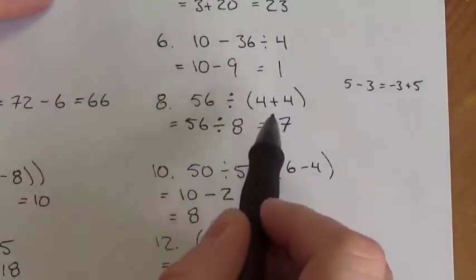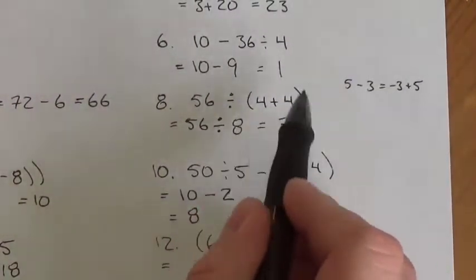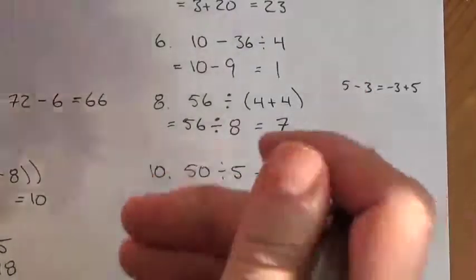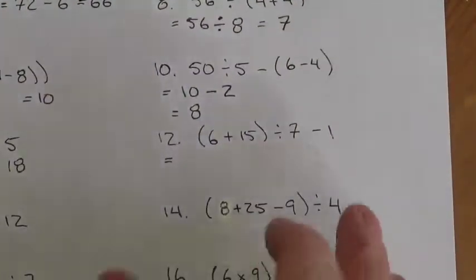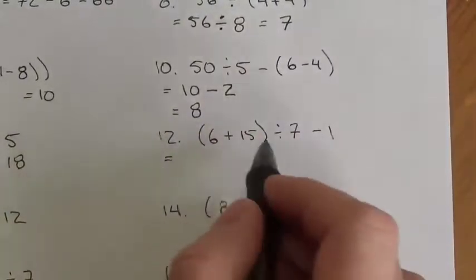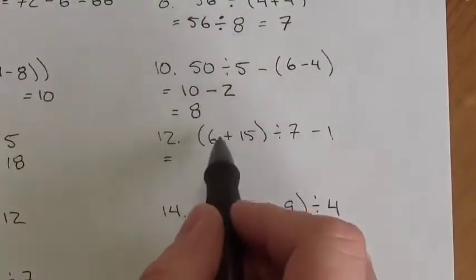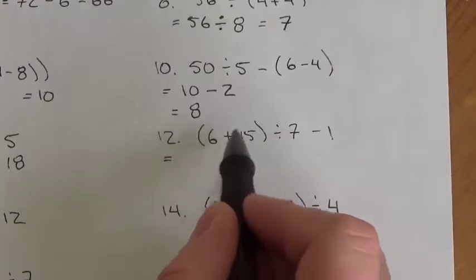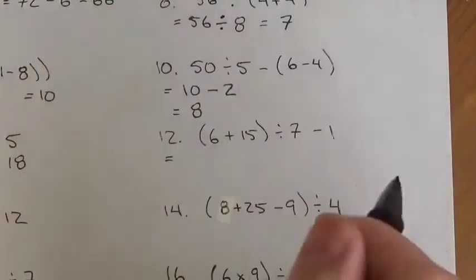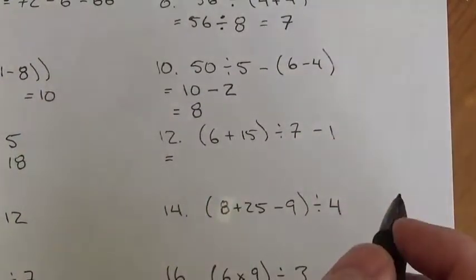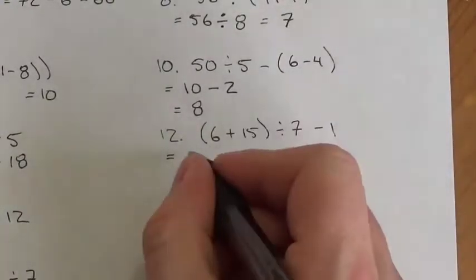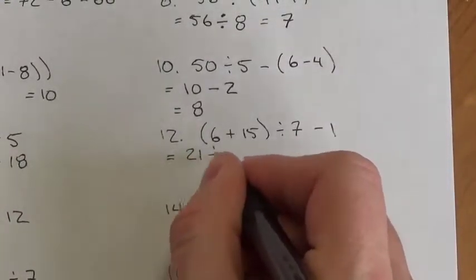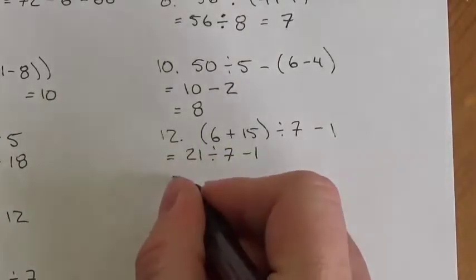Up here, it's a little less clear how this becomes the reciprocal. You're far better off just adding that together first. Now here, again, although I do have the ability to kind of go 6 divided by 7, 15 divided by 7, I could do that and deal with the parentheses here first. I'm going to do it a different way here. I'm going to go 6 plus 15, 21, divided by 7 minus 1.